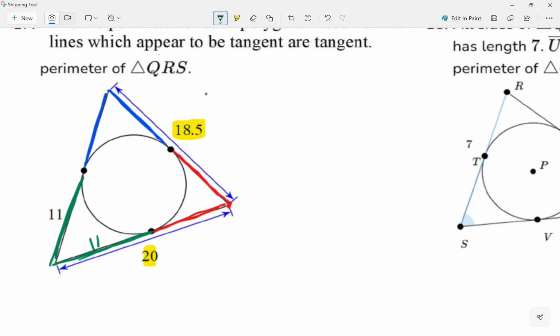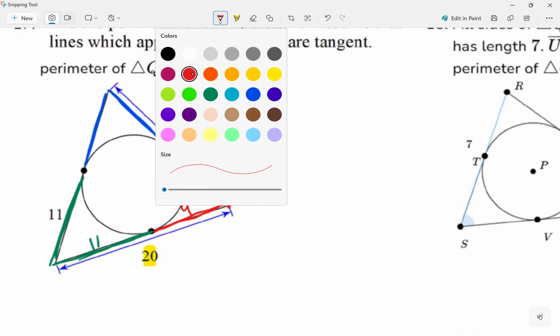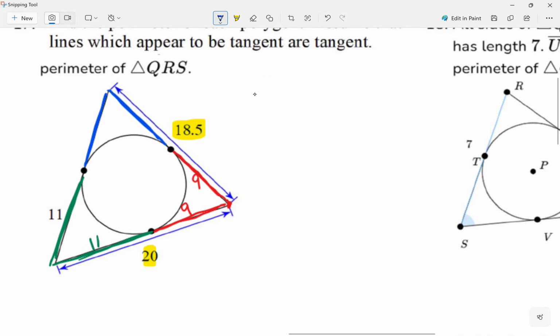If the green tangent segment is 11 and I know the whole side here is 20, so 20 minus 11, this red tangent segment is 9, right? Because 11 plus 9 is 20. So this other red one here is also 9. Now, if this whole thing right here is 18.5 and part of it is 9, this blue segment here is 9.5. So this other one here is 9.5 as well.